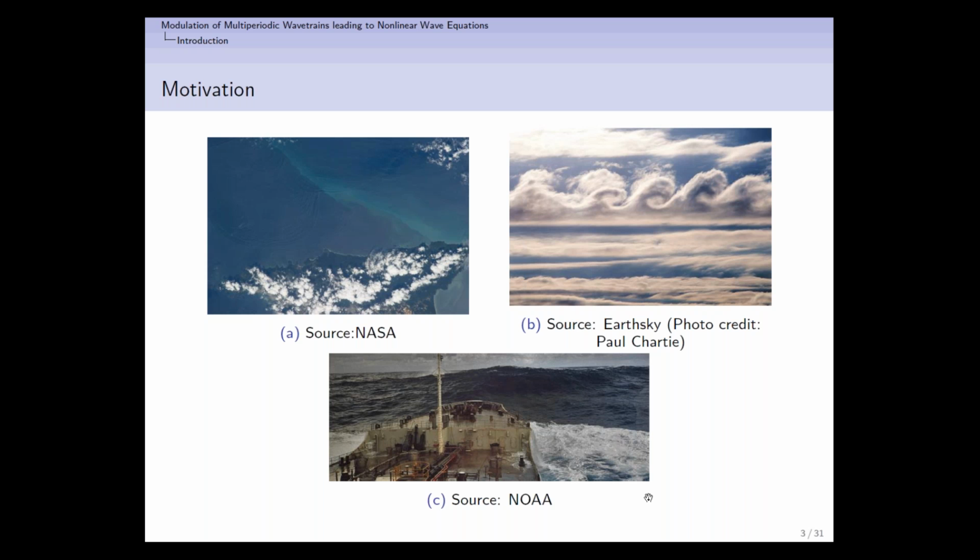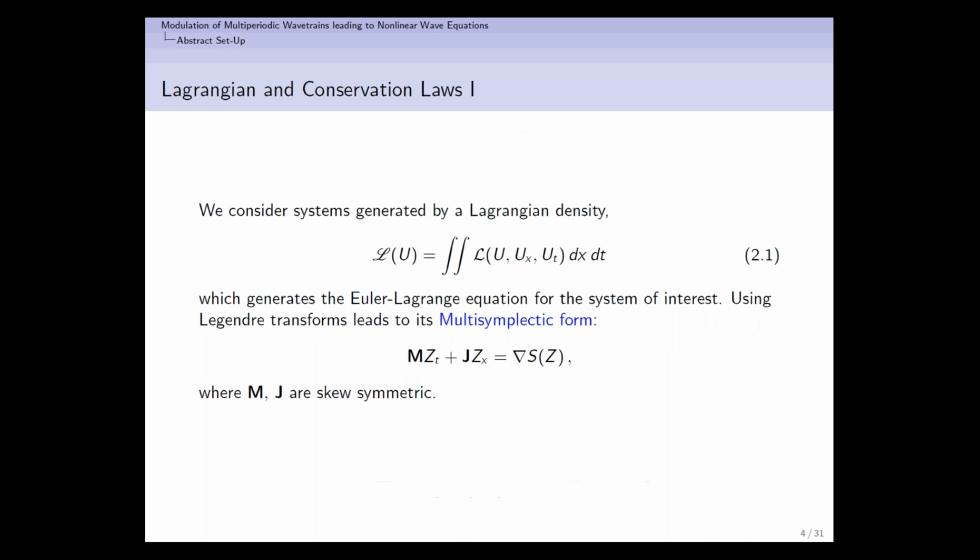Okay? So with the motivation aside, let's start the talk. We're going to start with a general Lagrangian that will generate the system of interest. And the only thing we're going to ask is that this Lagrangian have two symmetries. In the case of stratified flows, this is going to be two affine symmetries. For the case of the NLS, it's going to be two disjoint SO2 symmetries.